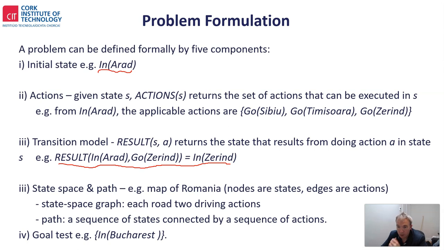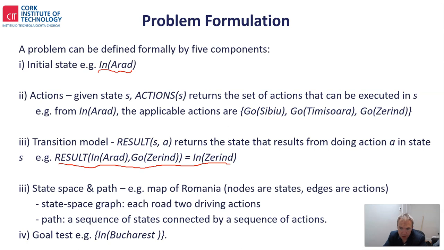Okay? And again, we can have an explicit set of possible goal states, and the test simply has to check whether the given state is one of them. So in this instance, we have one state that is our goal test: Bucharest.